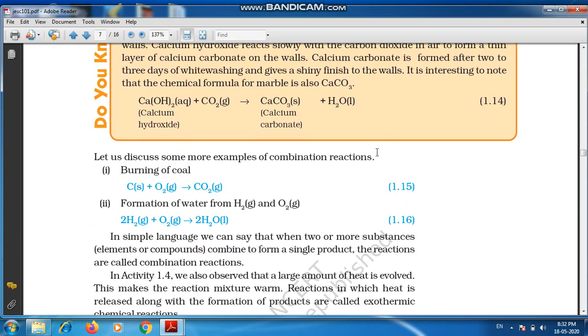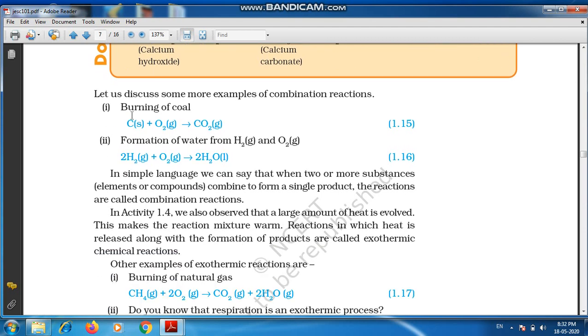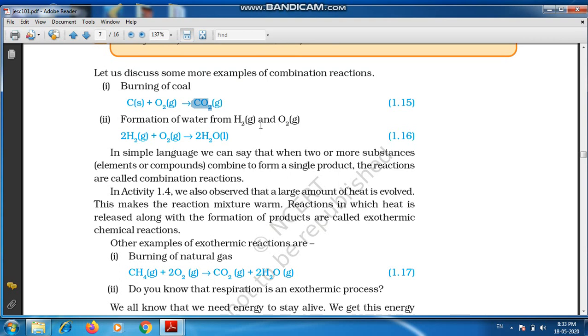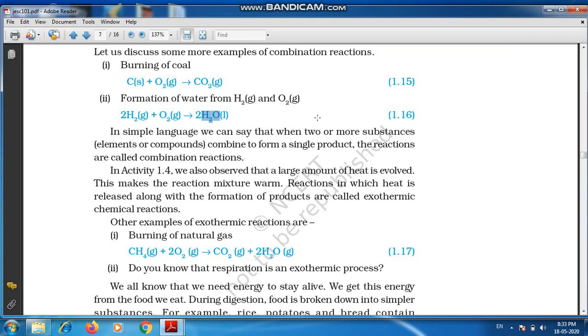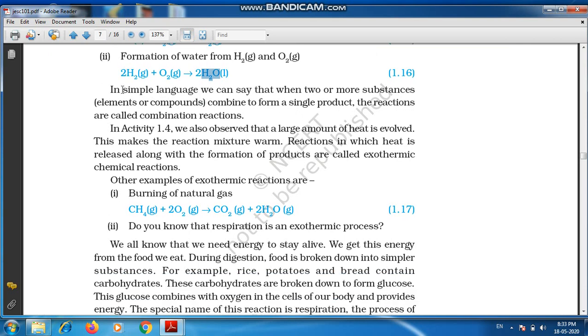Okay, fine. There are some other examples also discussed, like burning of coal, that is carbon plus oxygen gives us carbon dioxide. Then formation of water, H2 plus O2 gives us H2O. Now see, it is balanced over here. I will not go into detail, but you know how to balance the equation. So such examples show that when two or more substances, elements or compounds combine to form a single product, the reactions are called combination reactions.